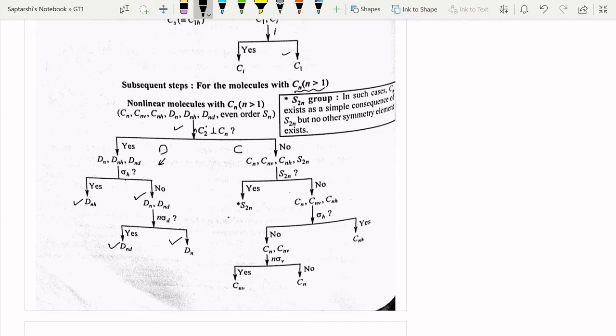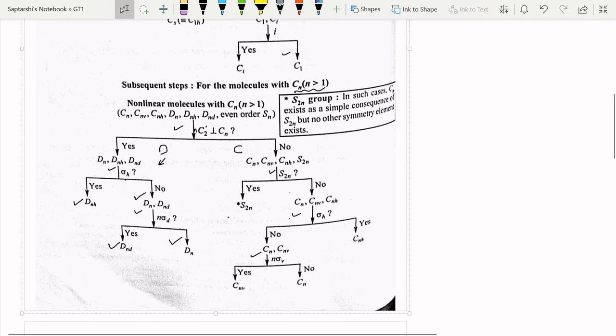Similarly for Cn, we first check for S2n because it's a specific case. We just check whether S2n is there or not, and if it is, then the group is S2n. Otherwise, we go for similar checks. We check for sigma h and then sigma v, in the same way as we checked for sigma h and sigma d for the D groups. Having known this, we can find out the point group of molecules.